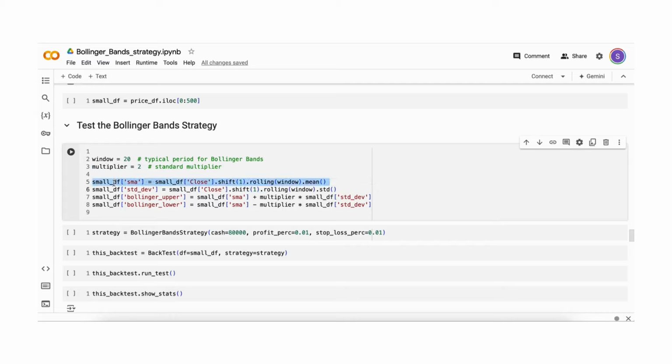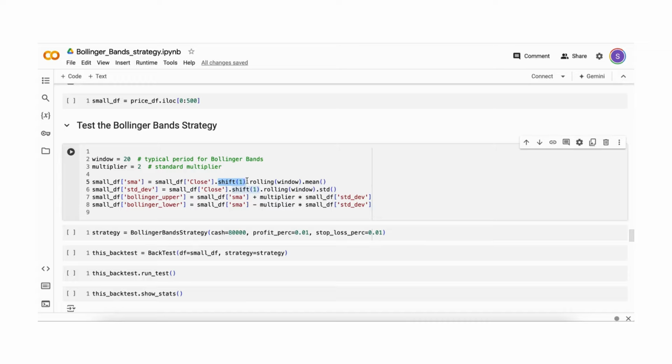So we calculate the SMA by looking at the close price and then using a rolling mean. It is really important to shift it by 1 because you do not want the information about this particular candle to influence the Bollinger Band.